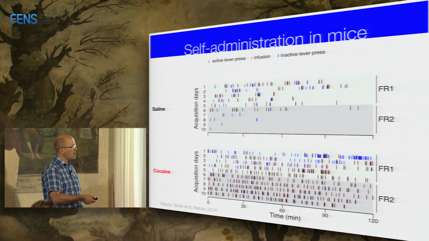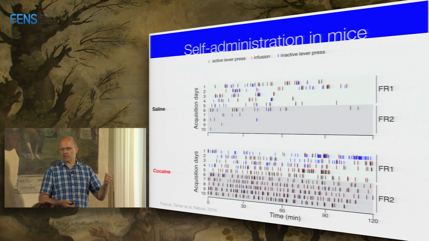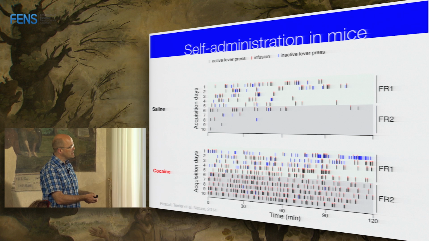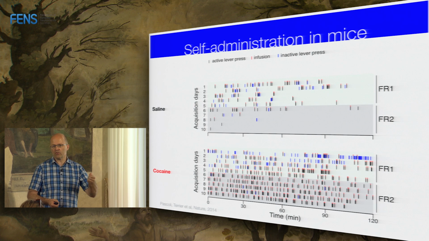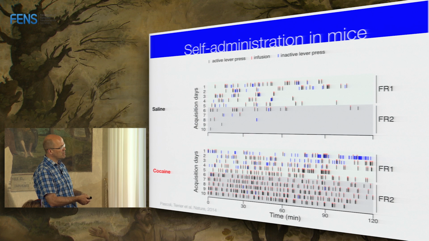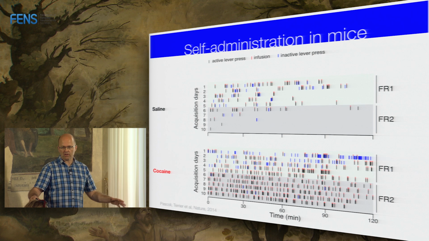What you can see here is each black tick is an active lever press, each red is an infusion of cocaine, and the blue ones are the inactive lever presses. As you can see, the animal has some interest in that lever, even if it only receives an injection of saline, but definitely loses it over time and is not willing to go to what we call a fixed ratio two schedule. That is, here they press once to receive it, here they would have to press twice to receive one injection. And then within 10 days, there's zero interest in these levers.